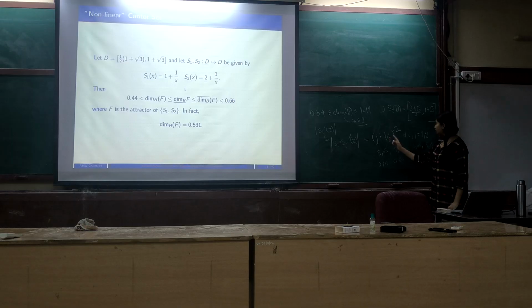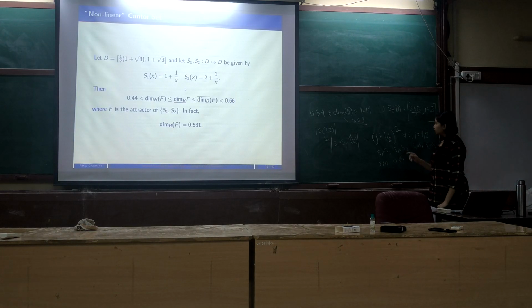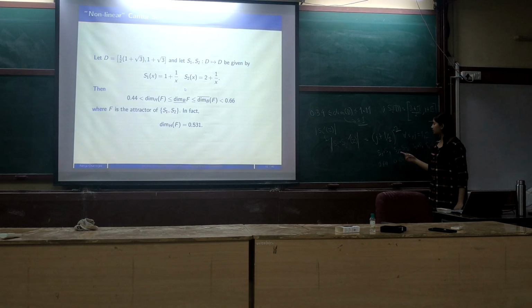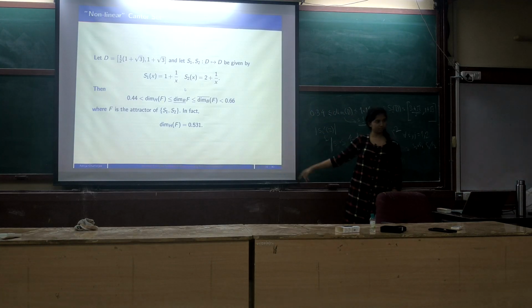So the second iteration will give you 0.44 and 0.66, and now you keep on taking the 3-fold iteration and the 4-fold iteration. First you took si, then you took si of sj, then you will take si of sj of sk. You will keep on repeating this, and you will see that this bound increases to 0.531 and this bound decreases to 0.531. So the dimension of this set is basically 0.531.